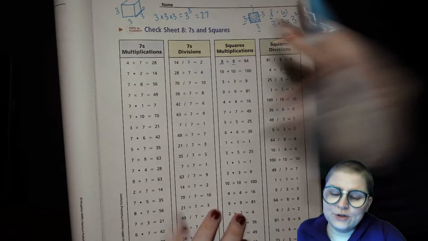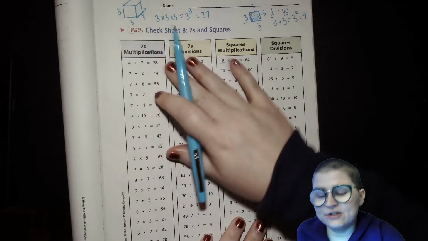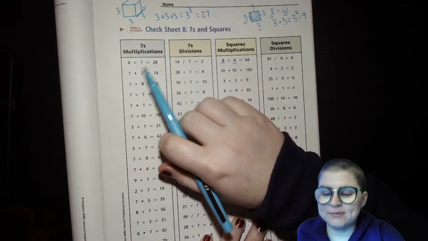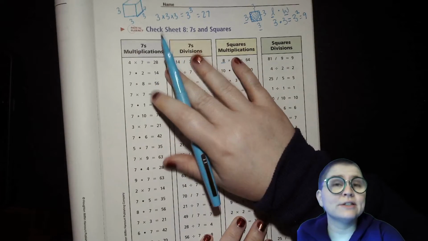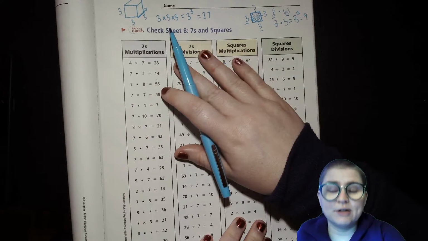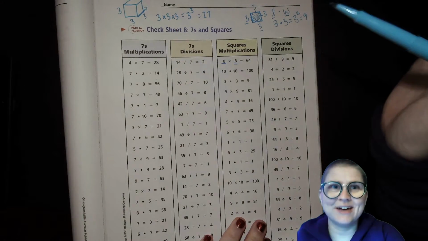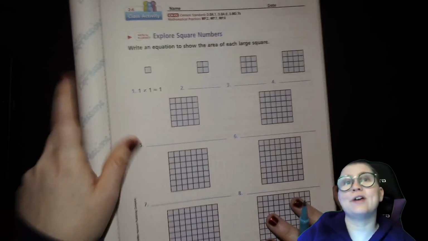Okay, so spend a few minutes studying these, quizzing yourself. Okay, what's 7 times 4? 28. 7 times 2? 14. This is part of your assignment for today. So pause the video, spend that time. When you feel pretty good about it, replay the video, okay? All right. So I'm assuming you've done that by now, and now we're going to explore square numbers.